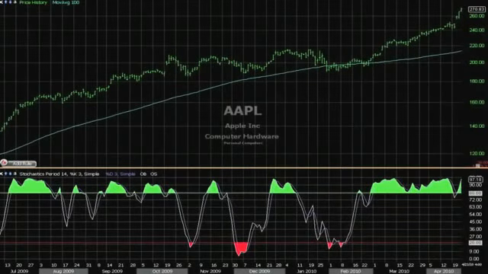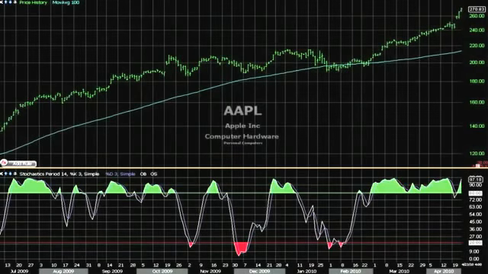Stochastic was invented by George Lane more than 50 years ago. It is needless to say that the reason for it still being around is the popularity of this tool. Stochastic is a momentum indicator which tells us how strong or weak the current close is compared to the previous high-low over a set number of bars.